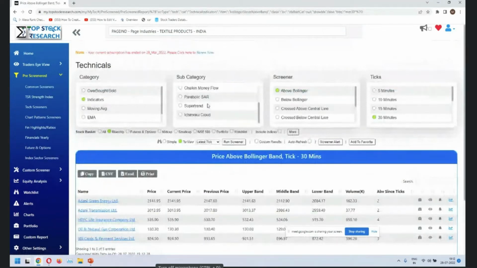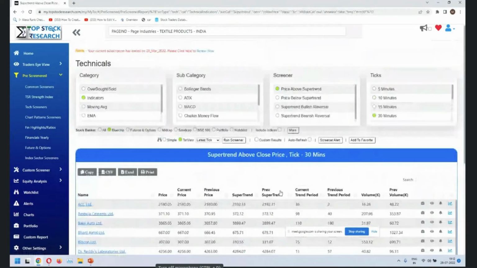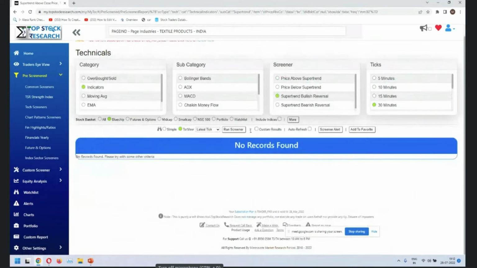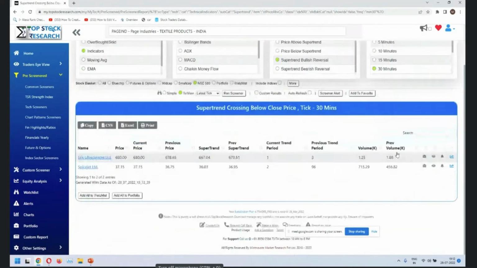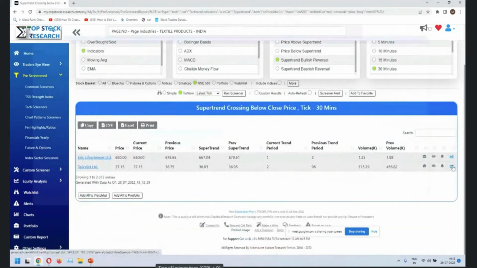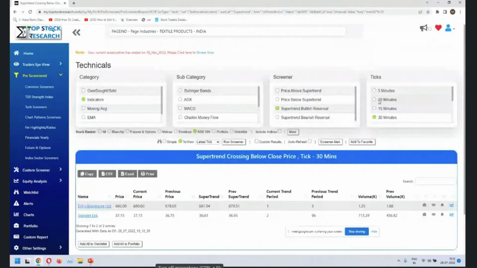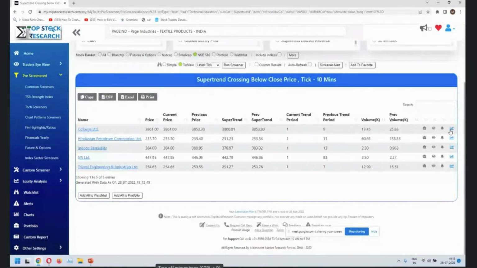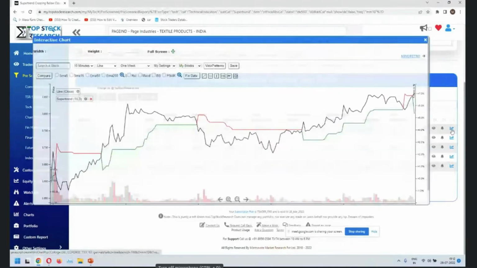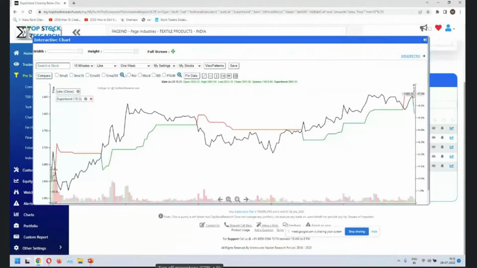You're looking at, let's say, some certain indicators. For example, let's go into, let's say, Supertrend. So price bullish reversal, right? If you look at bullish reversal, those stocks form, increase the scope. So you see SpiceJet, right? There's a crossover here on 30 minutes. Similarly, you can play with the other ticks, let's say 10 minutes. There are quite a few stocks which are coming into this criteria where there's a bullish crossover.